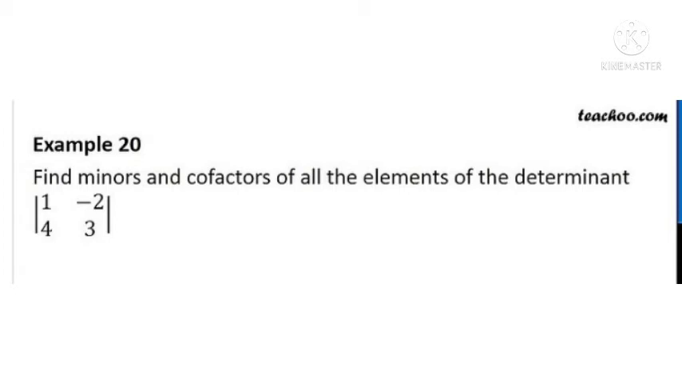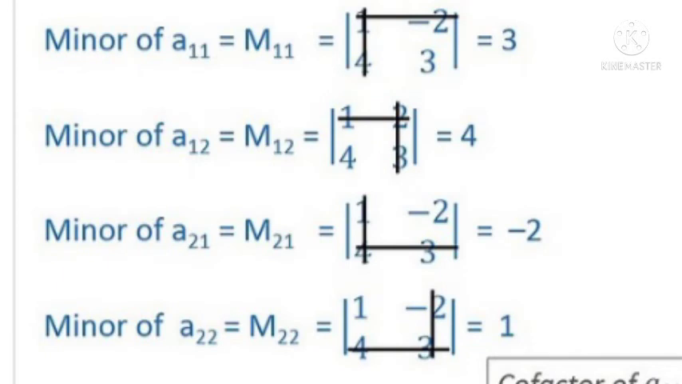Listen, this is a 2 by 2 matrix and we have to find minors of this 2 by 2 determinant. First we have to see the minor of the first row, first element, that is A11. Minor of A11 can be denoted by capital M11. So we have the determinant 1, minus 2, 4, 3. A11 means first row, first column, so just eliminate the first row and first column elements. Only 3 is left, so minor of A11 is equal to 3.